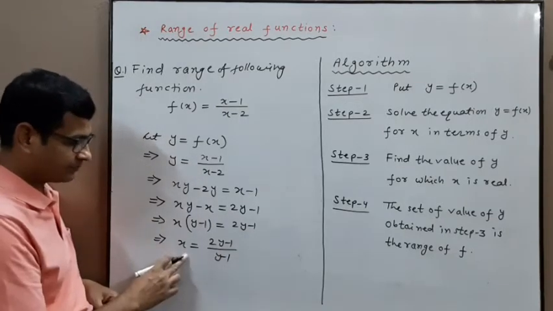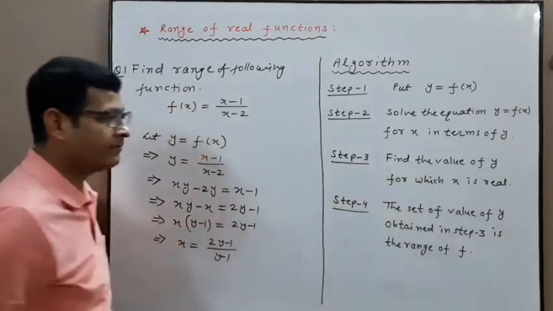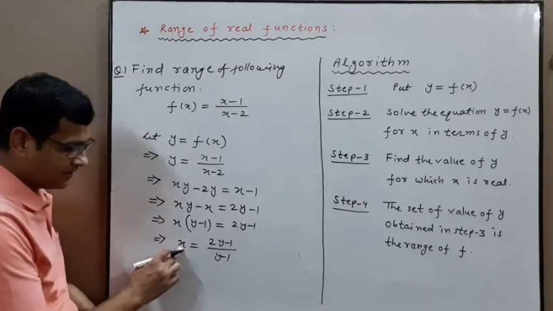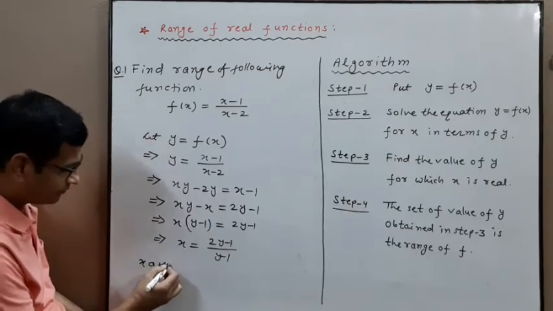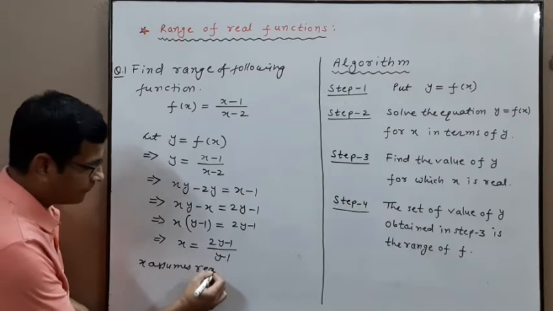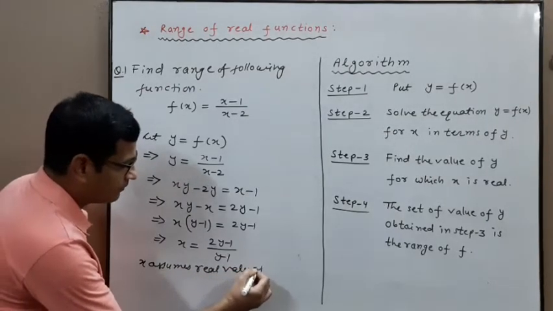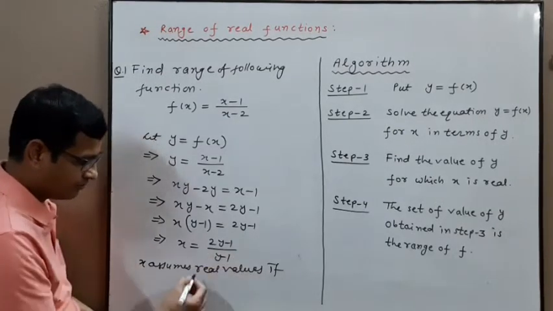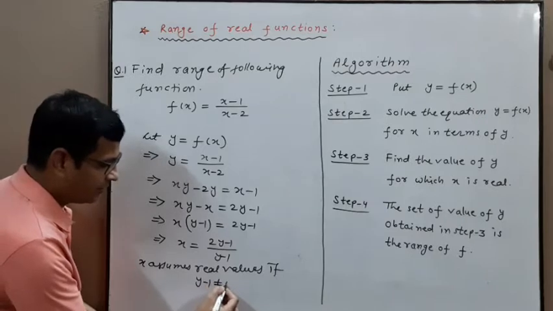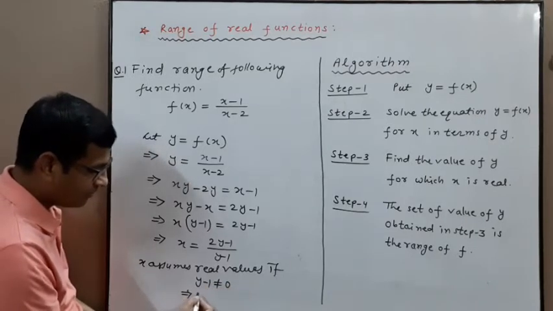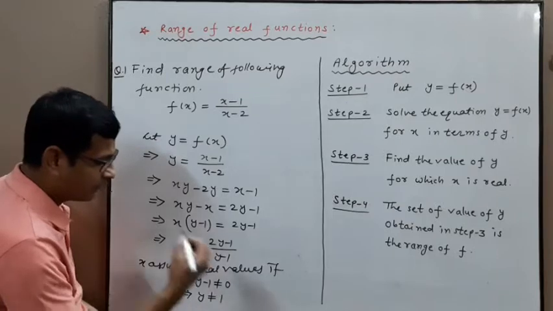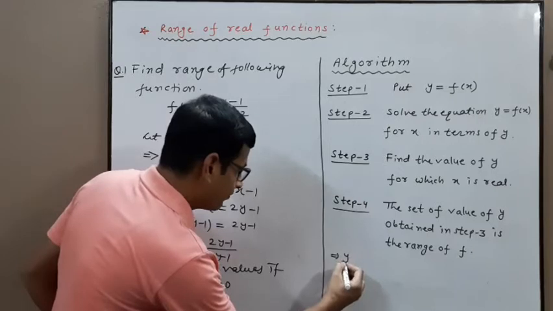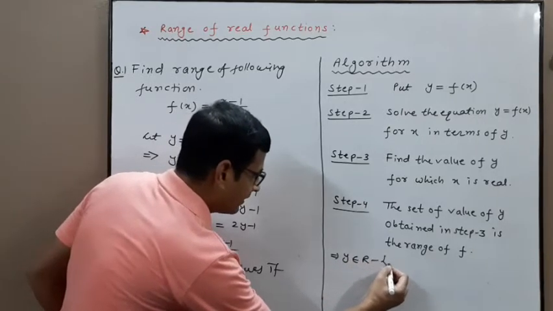In step 3, find the values of y for which x is real. So x assumes real values if the quantity in the denominator is not equal to 0. So y minus 1 not equal to 0 means y not equal to 1. y not equal to 1 means y belongs to the set of real numbers minus 1.